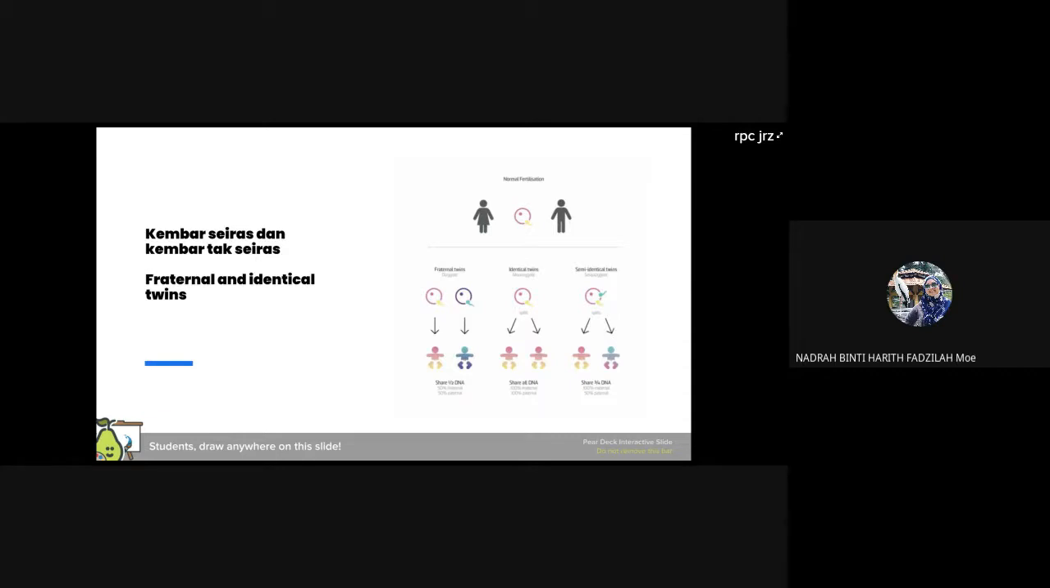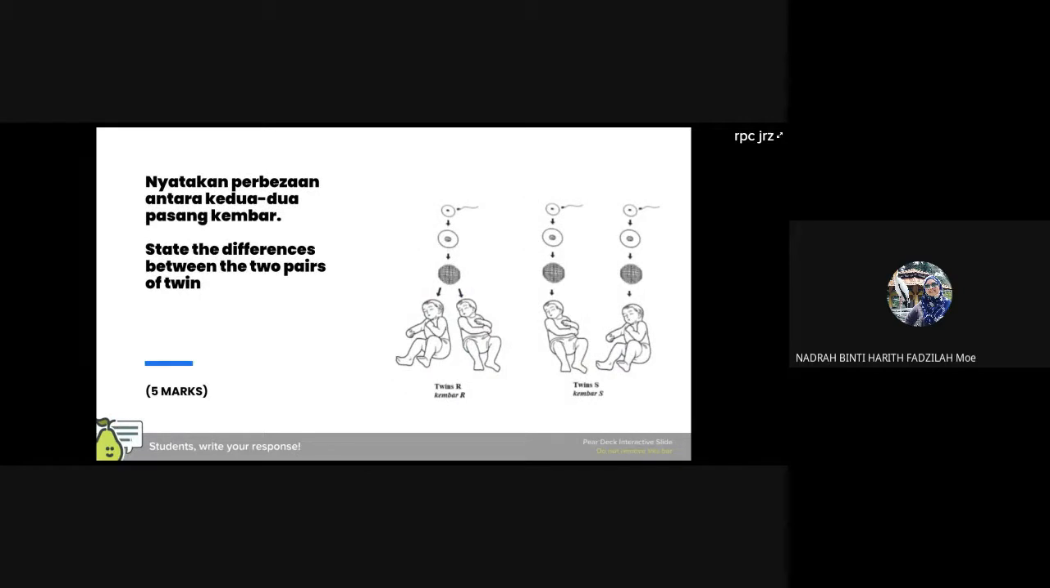Okay, jom kita tengok soalan yang berkaitan dengan fraternal dengan identical twins. So, can you state for 5 marks, can you state the differences between the two pairs of twin? Since the question does not state the type of twins, you may start with the name of the type of twins, ya. R tu apa, S tu apa, and move forward from that.